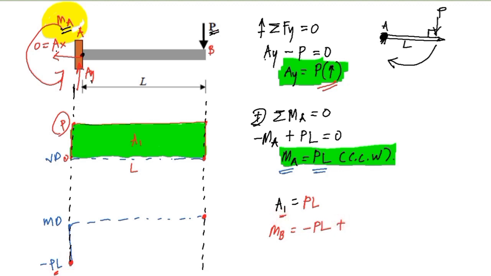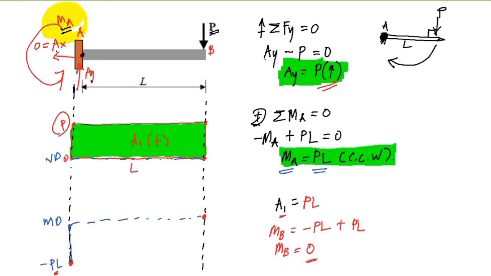Bakit po plus? Kasi po area 1 is positive because it is above this line, no? Since positive yung area ng ating shear diagram. So, plus area 1, which is PL. So, this would give us the moment at point B equal to 0. So, napasara na natin ang ating moment diagram.